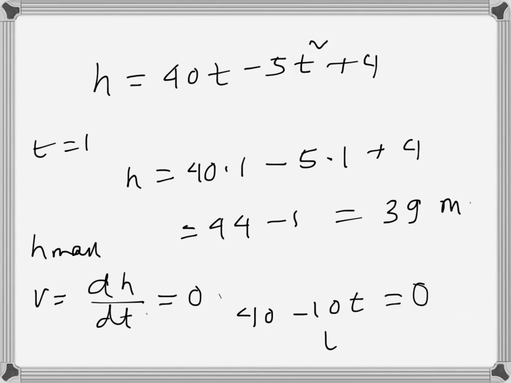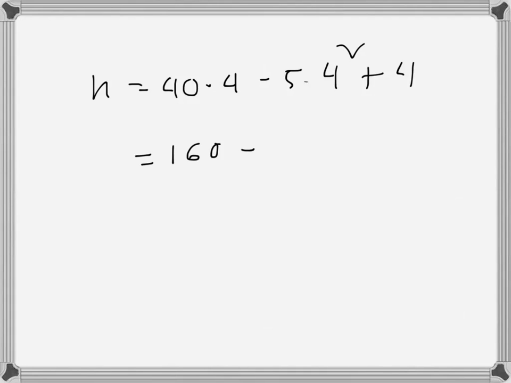So from here we get t is equal to 4, and we use this t in the h equation to find the maximum height. So h is 40 times 4 minus 5 times 4 square plus 4. So that's 160 minus 5 into 16, that's 80, plus 4. So that's 84 meter. That's the maximum height.